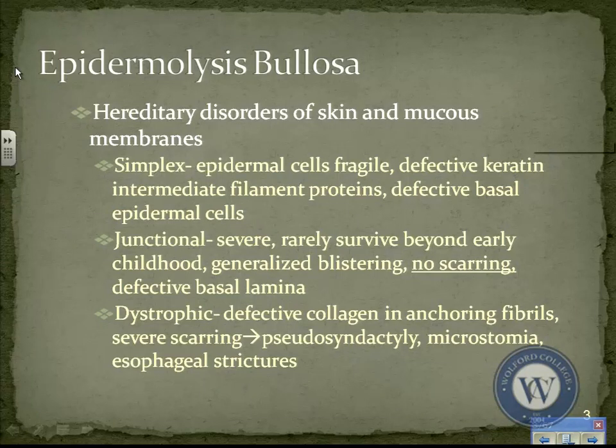The simplex is usually where the epidermal layers are fragile, with defective keratin and defective basal epidermal cells. The junctional are more severe, and patients rarely survive beyond early childhood. You get severe blistering, and they don't get scarring, so it's like having a continuous burn. It's from the defective basal lamina, so the tight junctions that hold the next layer above it aren't there. The dystrophic are defective collagens and anchoring fibrils. It causes severe scarring, including what's called pseudosyndactyly, which means that you actually lose your digits because of excessive scarring. Microstomia, which means that you have a very small mouth opening because of the amount of scarring around the mouth, and esophageal strictures.